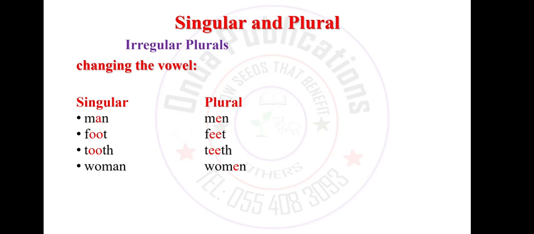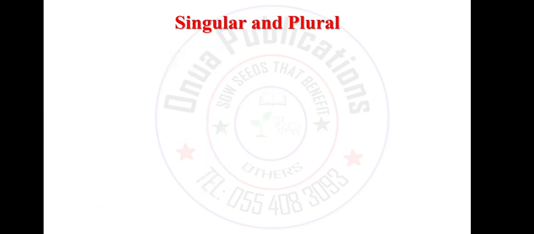Man, men. The same way we have woman, women. Goose, geese. Mouse, mice. So you realize how the irregular nouns are like. The singular and the plurals are quite different.